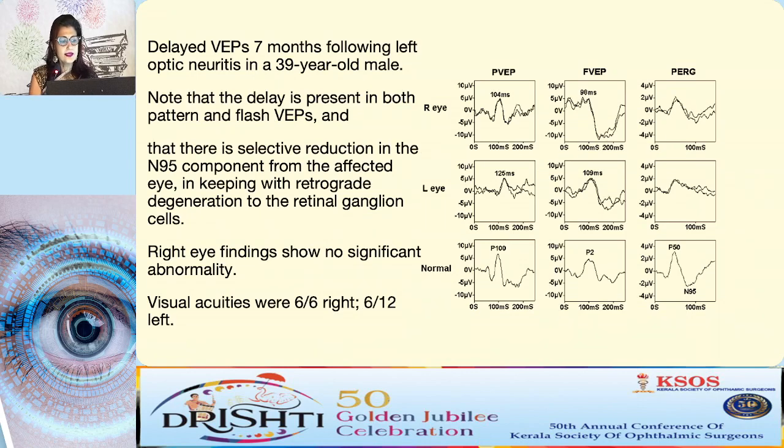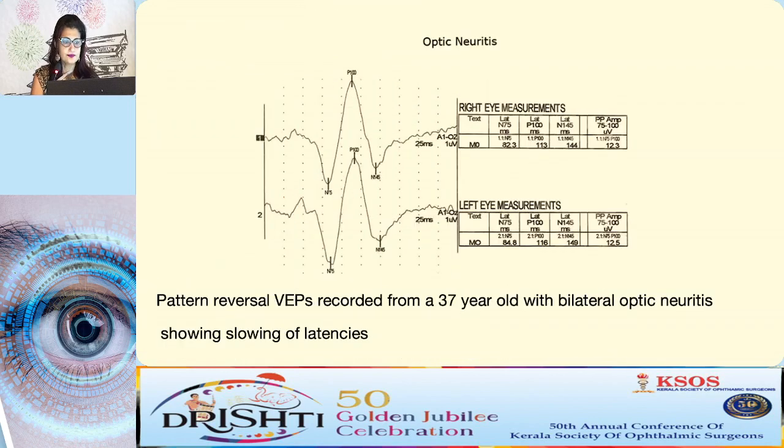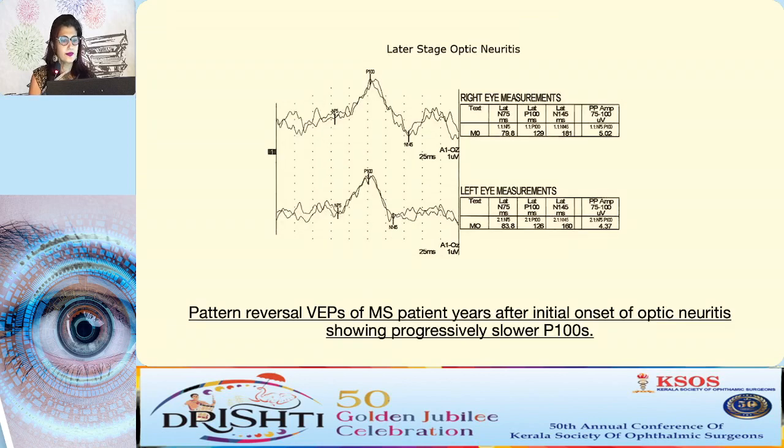This is a delayed VEP 7 months following left optic neuritis in a 39-year-old male. The delay is present both in pattern and flash VEPs. However, right eye findings do not show any significant abnormality. In early optic neuritis, there is nerve asymmetry. Early unilateral optic neuritis you can pick up if you have bilateral VEPs, and you can find that the left eye peak latencies are significantly slow. Pattern reversal VEP from bilateral optic neuritis, you can see they are symmetrically delayed. Later stage optic neuritis after initial onset shows progressively slower P100s.